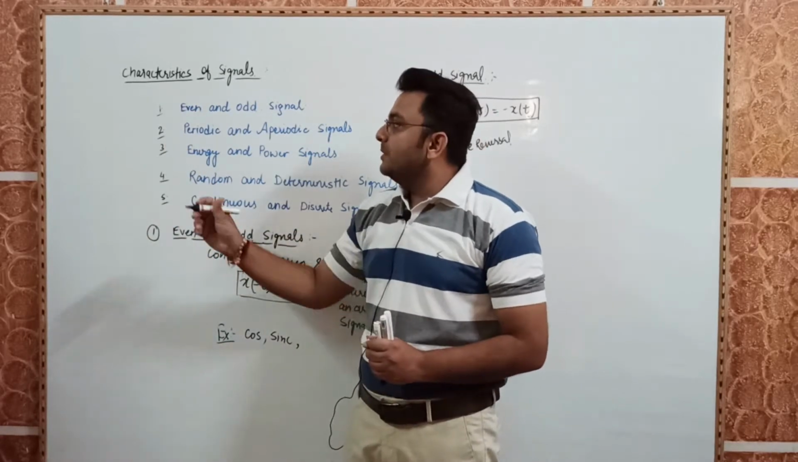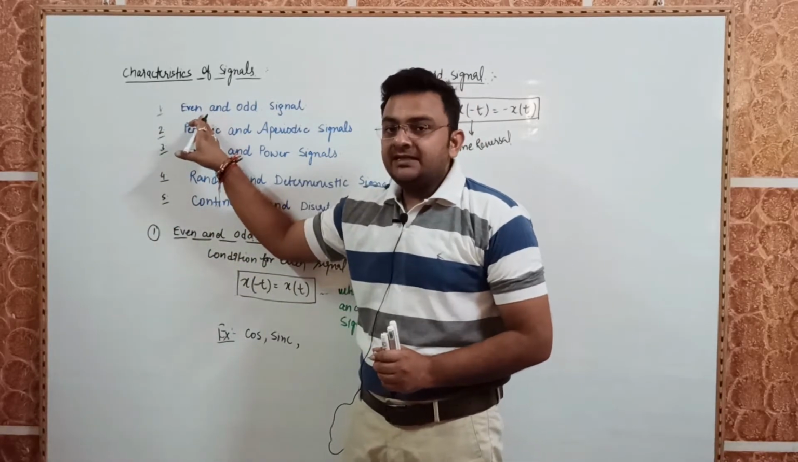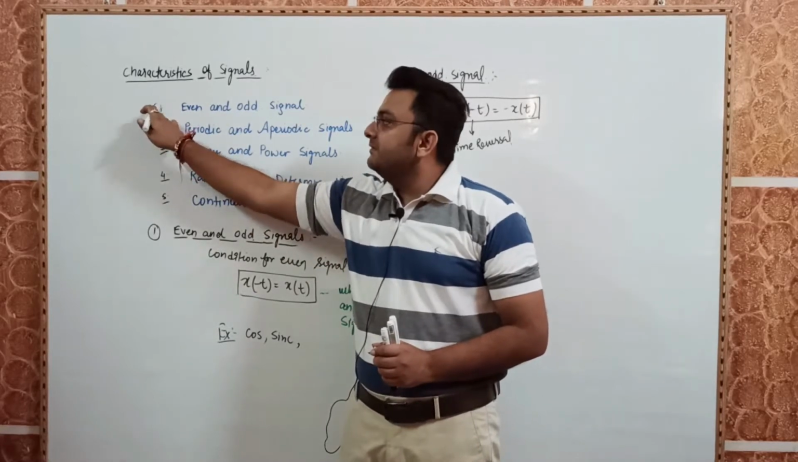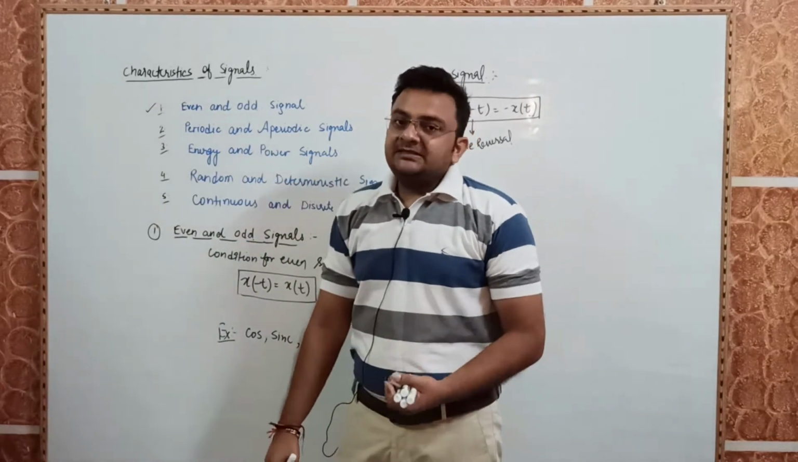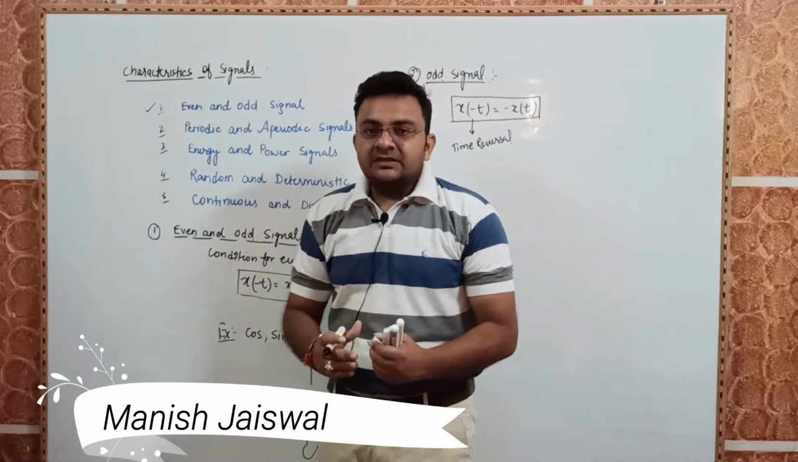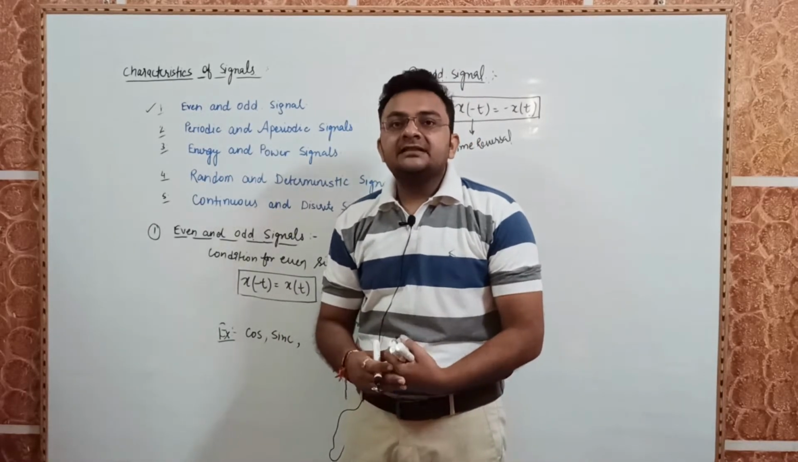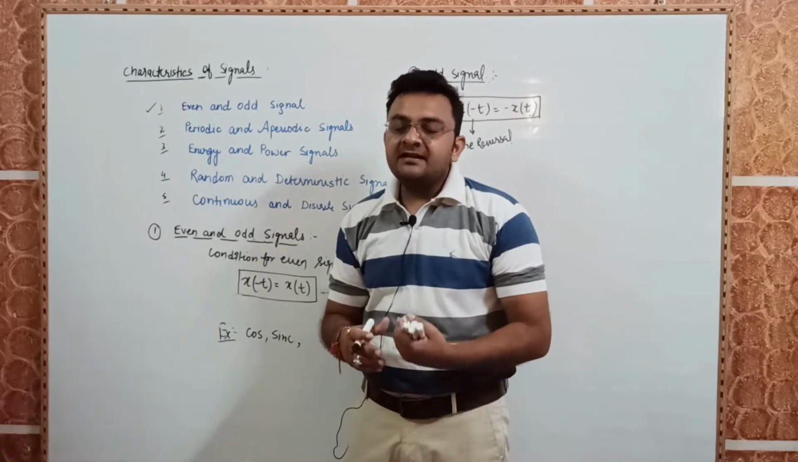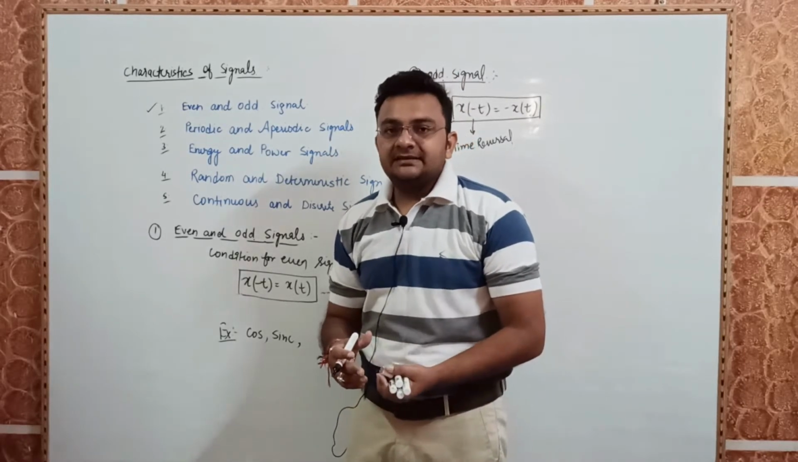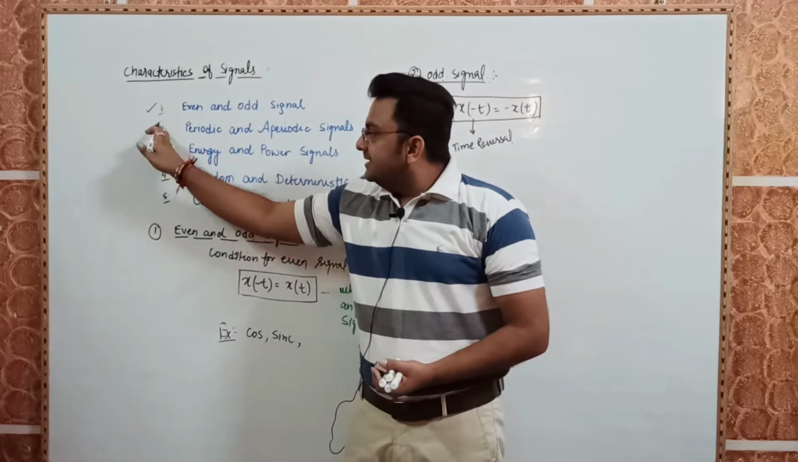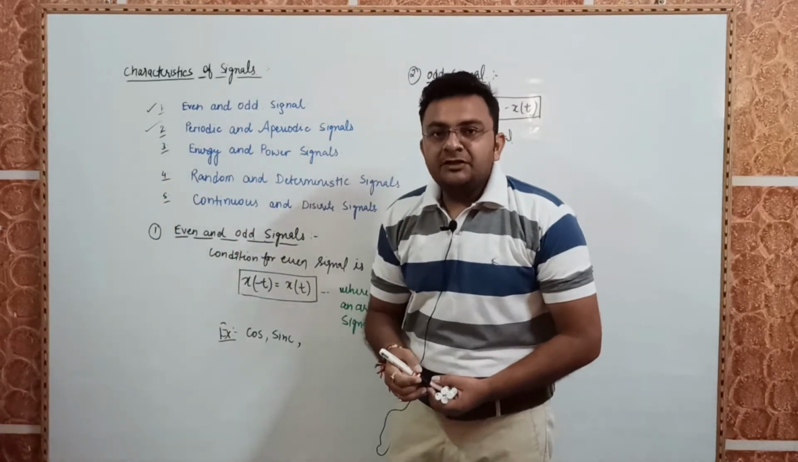So the very first domain is the even and odd signal, right? We will talk about even and odd signals in detail. Basically, there is a set of rules. If the signal satisfies those rules, then the signal is known as an even signal, and similarly for the odd signals, right? The second categorization is periodic and aperiodic signals.